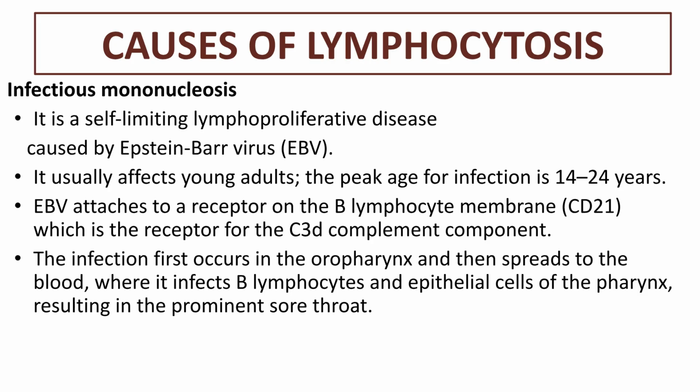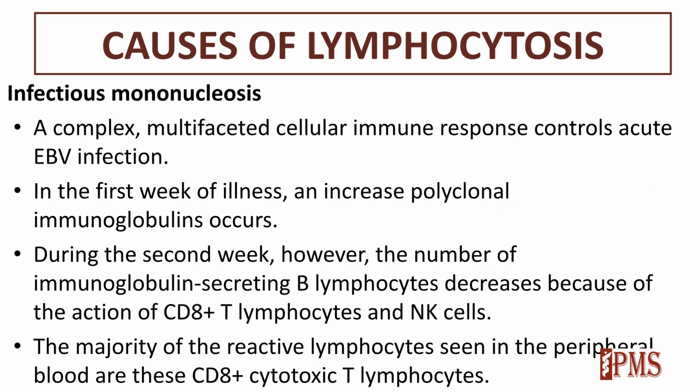Infectious mononucleosis is a self-limiting lymphoproliferative disease caused by the Epstein-Barr virus, or EBV, and typically affects young adults. EBV attaches to the CD21 receptor on B lymphocytes, starting the infection in the oropharynx before spreading to the blood. The body controls acute EBV infection through a complex cellular immune response.